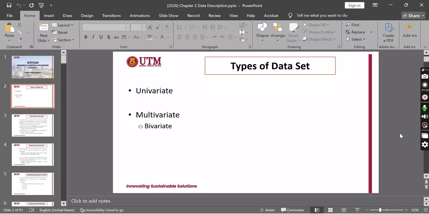And also you have bivariate. Bivariate is a special case of multivariate when we have only two variables. Okay, only two variables.